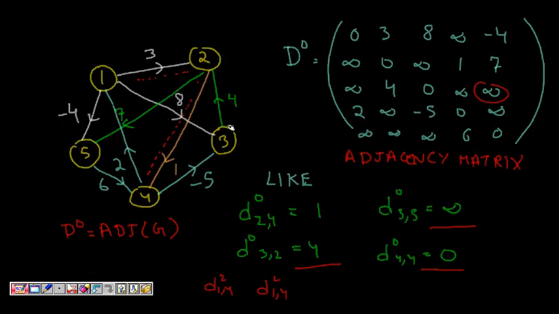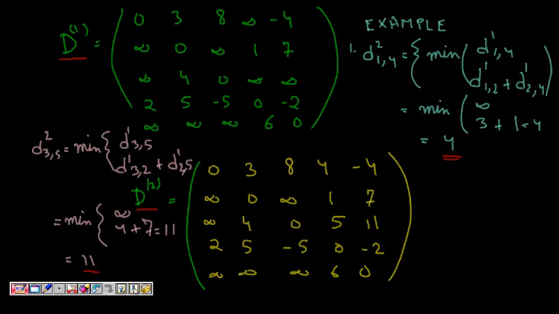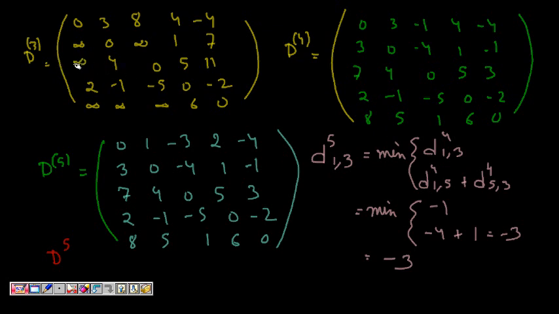So between 3 to 5 using just nodes 1 and 2, I could go from 3 to 2 and 2 to 5. So it was 4 plus 7, 11. Okay. So this is the calculation. Similarly, I have calculated D3, D4, D5. So let's try to do one calculation, D5,1,3. What it means is the final calculation, the distance between node 1 and 3 using all nodes as intermediate nodes, like 1, 2, 3, 4, 5.